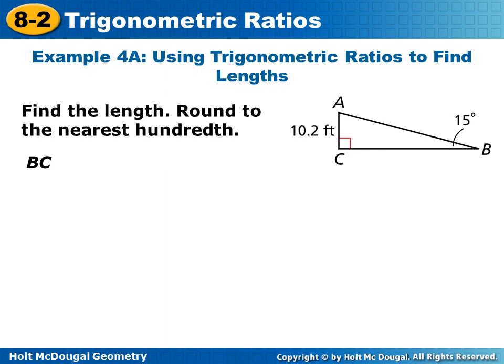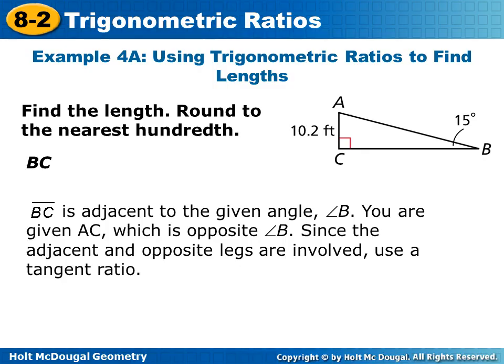Let's find this length and round it to the nearest hundredth. We want to find the length of BC. BC is adjacent to the angle that's measured at 15. You're given AC, which is opposite of angle B. Since we have adjacent and opposite legs involved, we want to use a tangent ratio.